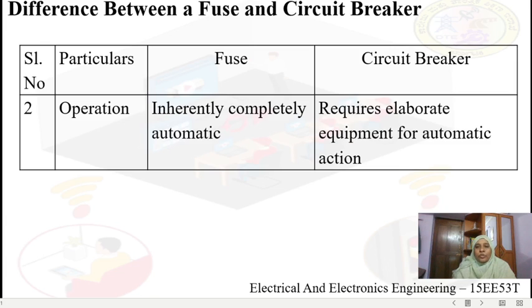So everything is done naturally and in an automatic way. Whereas the circuit breaker is not so. The relay is the first device which senses the fault, then it generates a trip signal, and then the circuit breaker does its work. If you want to make the circuit breaker work automatically, then you require many other devices and equipment which have to be fixed along with the circuit breaker to do this automatic action. So this is the difference operation wise. Fuses are inherently, means naturally, completely automatic. Circuit breakers require elaborate, means large and big, equipment for automatic action.